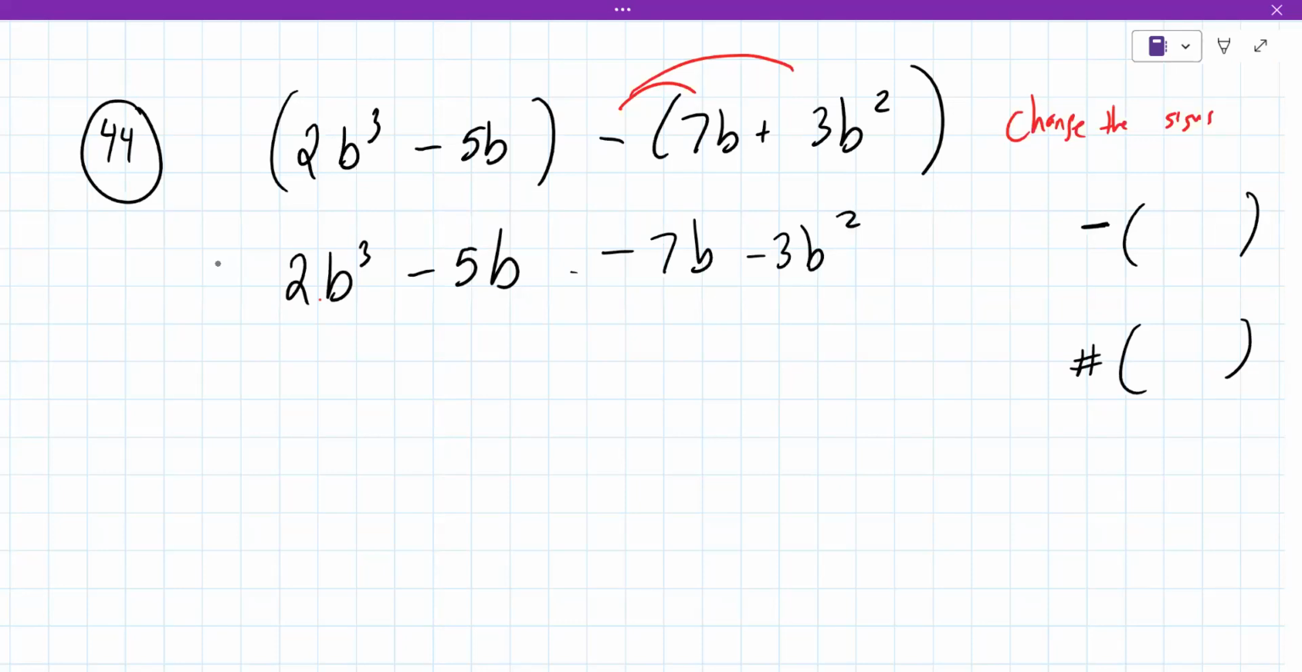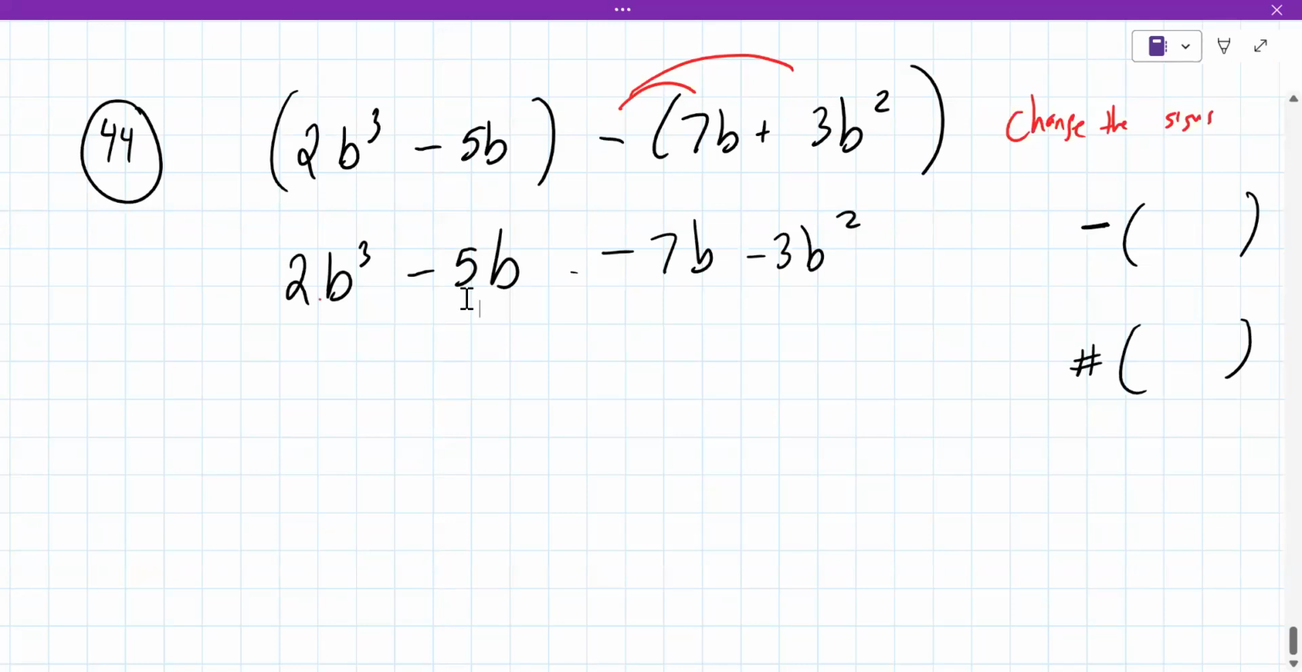Do you see any like terms? Yeah. What do you see here? What can you combine? -3b squared and 2b squared. You got a cubed and a squared. Those don't go together, but the b to the single power do.